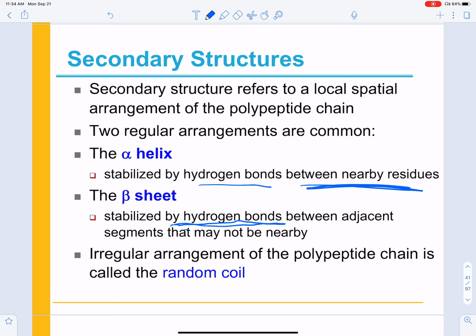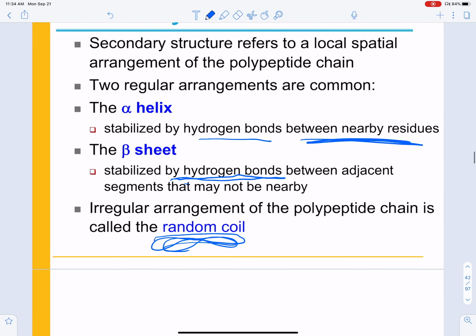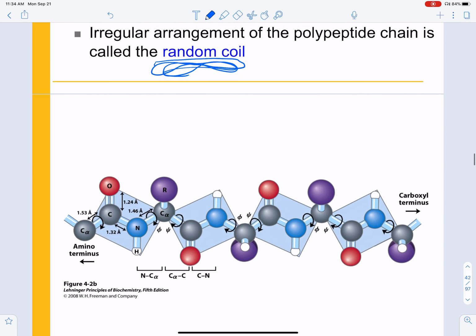The other things, the regions that aren't connected by the alpha helix or beta sheet, are called random coil, and they are kind of like they sound. They don't really have a distinct shape or structure.